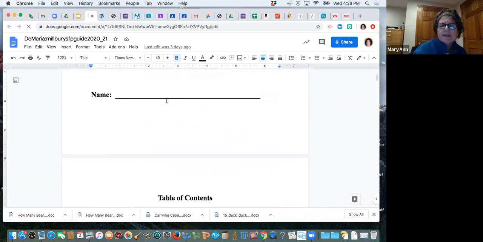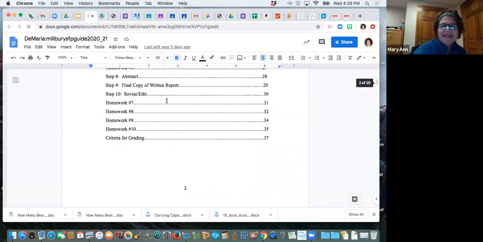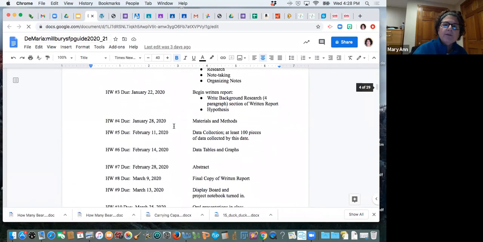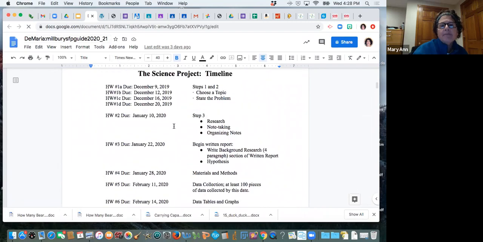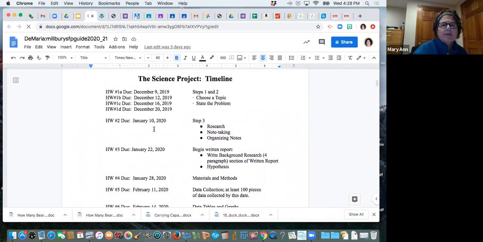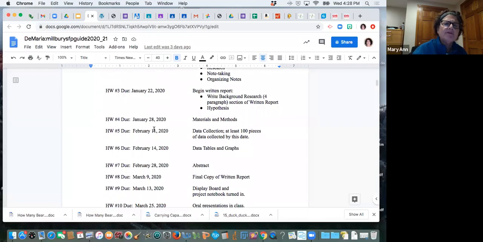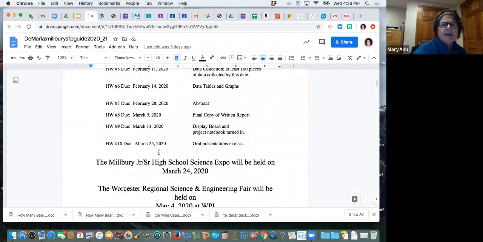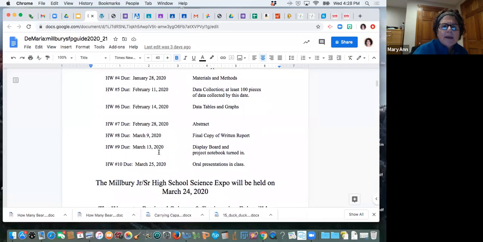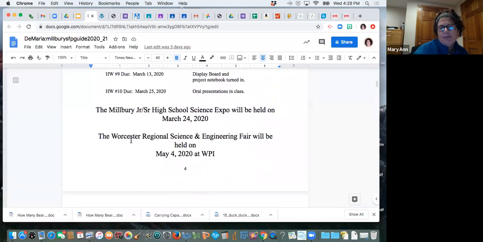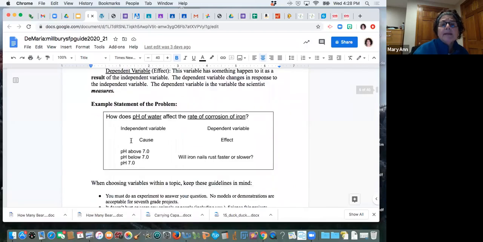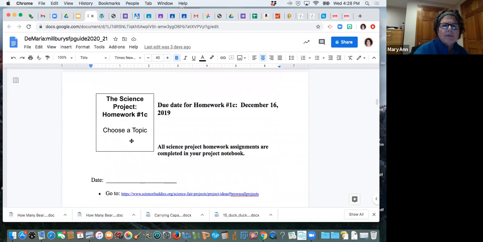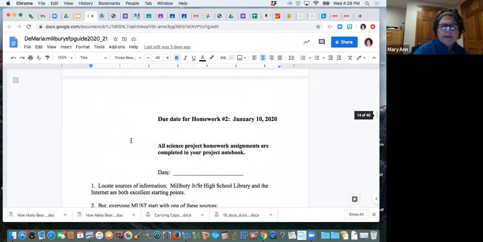And so it just starts, and there's a table of contents, and it's 30 some pages. But where we are is I broke the whole science project down into, this isn't for this year because I didn't change the dates. This was last year's one. So you're seeing last year's. But I broke the whole project down into 10 homework assignments. There's a bunch of examples in here, but I'm just showing you where we start. That's choosing a topic.